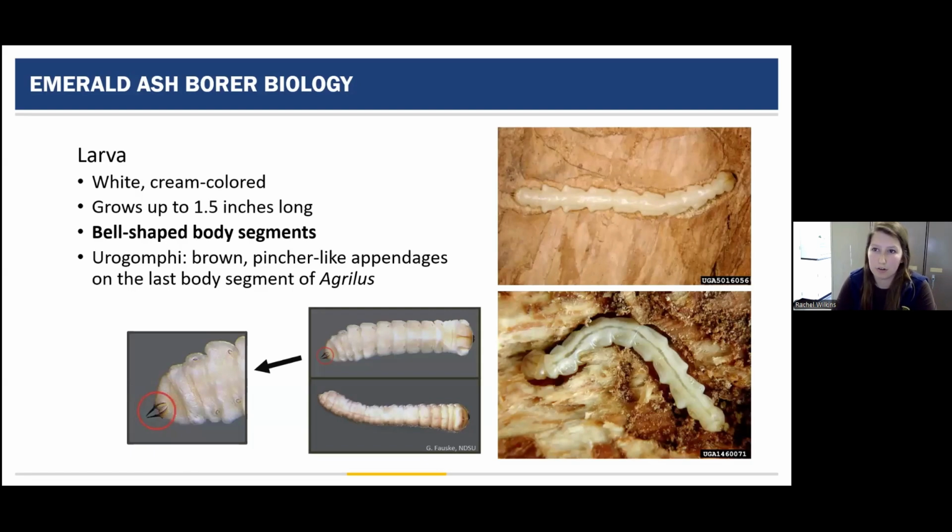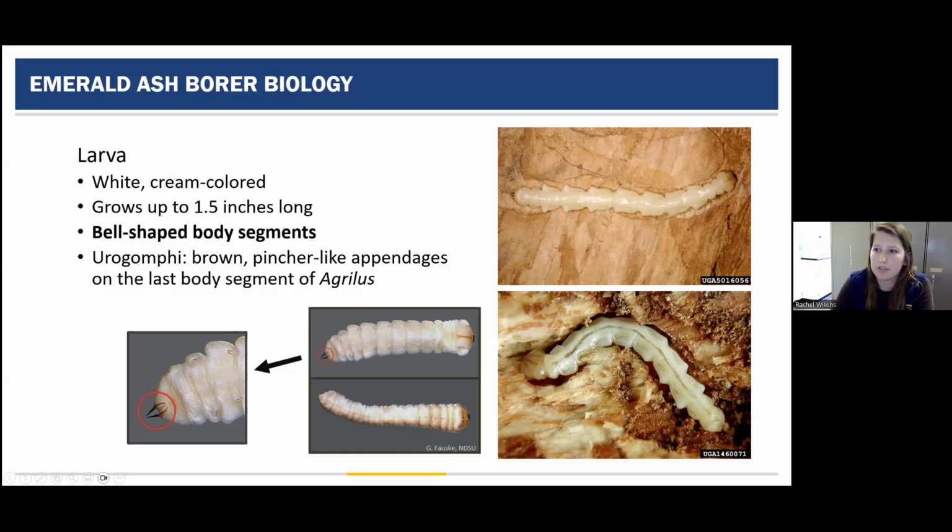Those are all emerald ash borer, but they do have a lot of variability to them. And then moving on to the larval stage. The EAB larvae are white, cream colored, very typical colors of other borers as well. The larvae will grow to be about 1.5 inches long, so they're pretty large. Very important to keep in mind, EAB larvae have bell-shaped body segments, and that's the key identifier if you find these larvae in the field. In the photos on the right, you can really see each body segment, flared at the end, very similar to a bell shape.